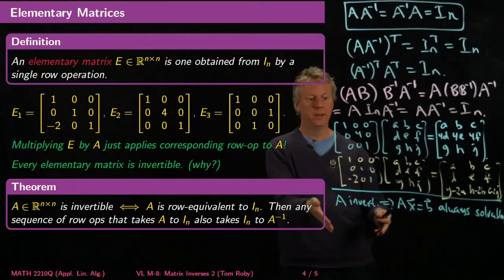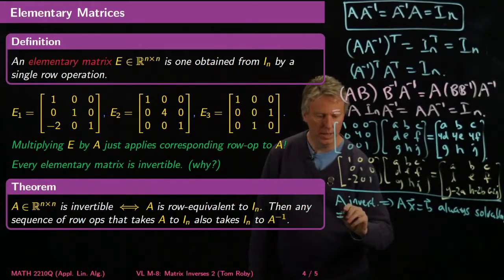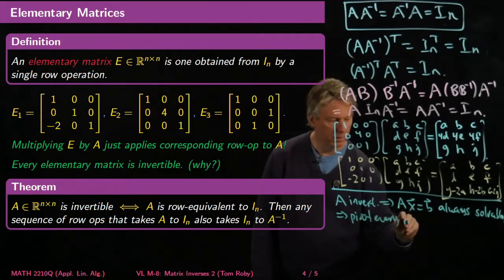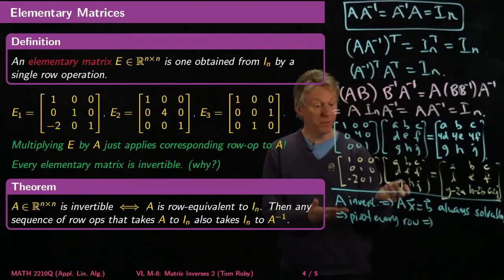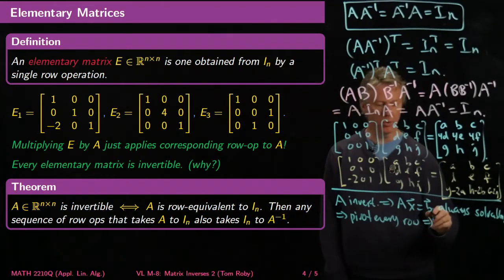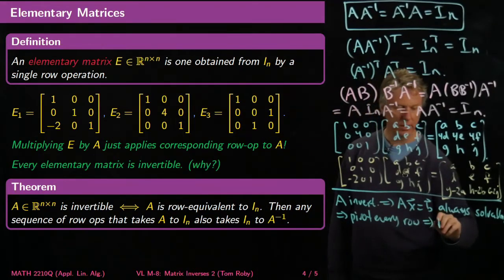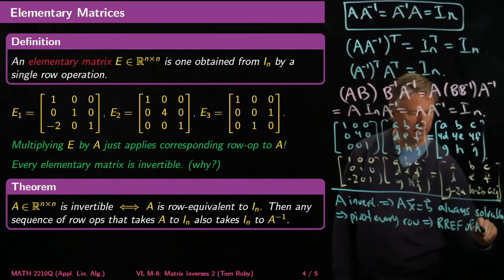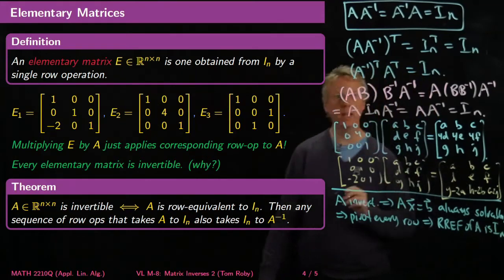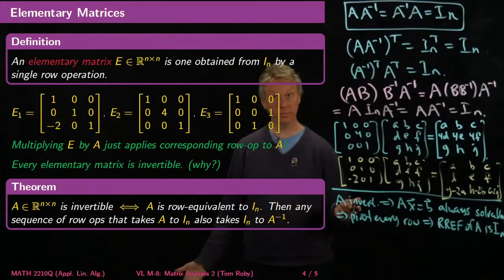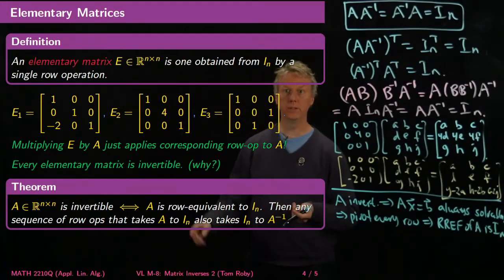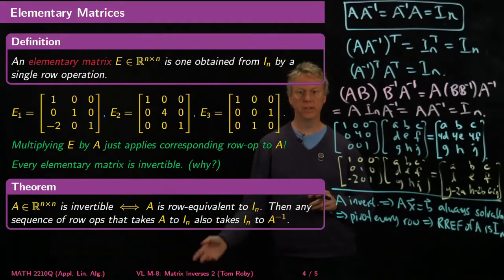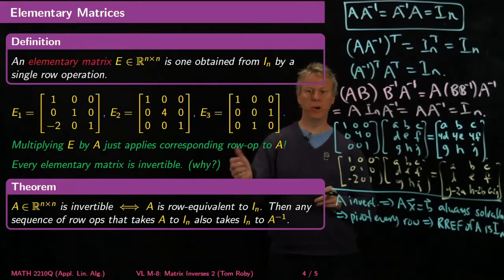Okay? So this implies a pivot in every row, implies a pivot in every column, implies that the reduced row echelon form of A is just the n by n identity matrix. Okay? So that means that A is row equivalent to I_n. Now, on the other hand, I really need to show this both ways.